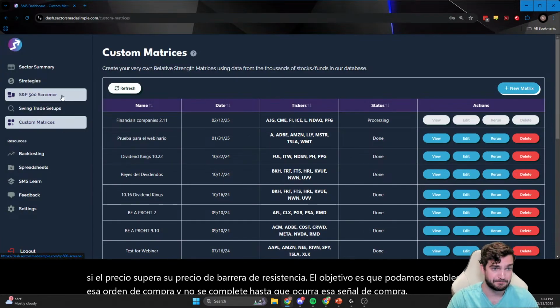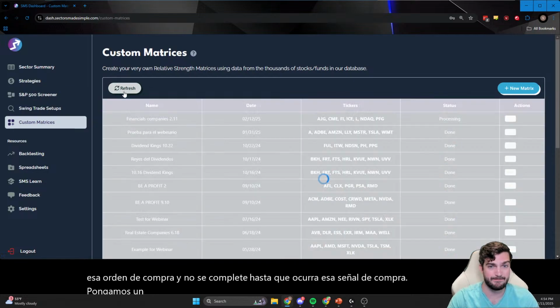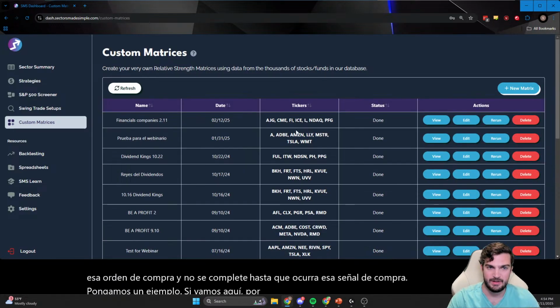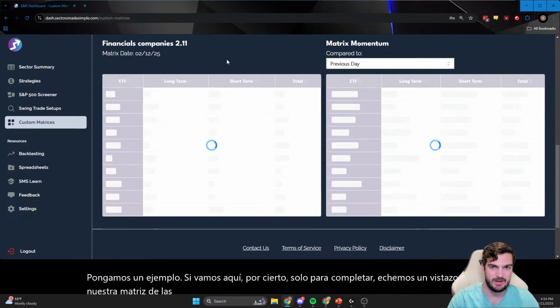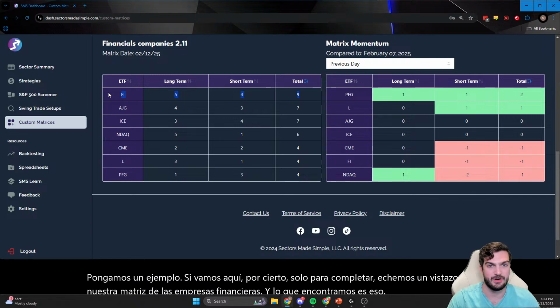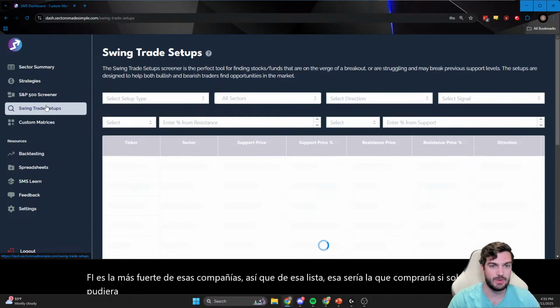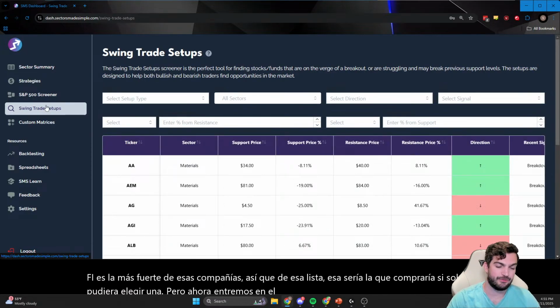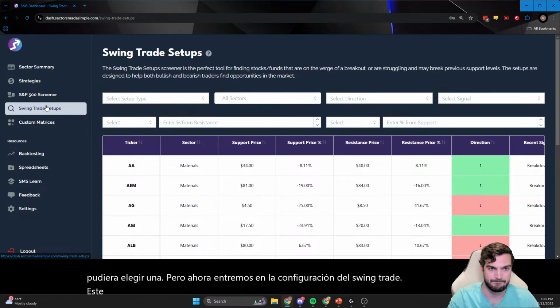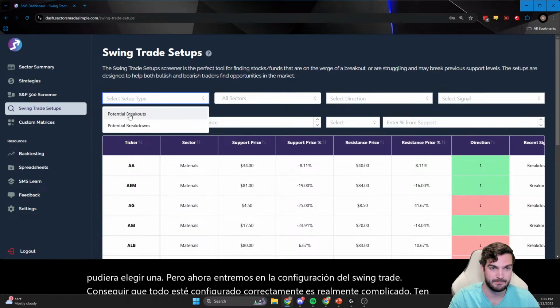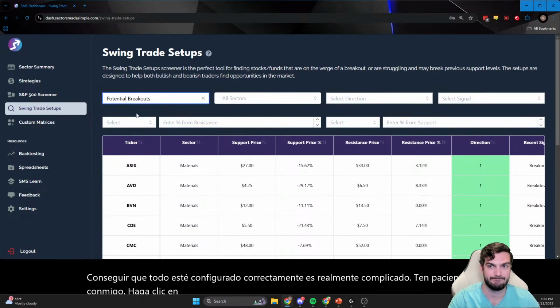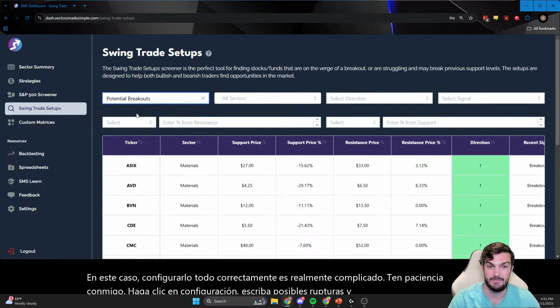Let's do an example. If we go here, by the way, just for completeness, let's check out our matrix of the financials companies. And what we find is that FI is the strongest of those companies. So out of that list, that would be the one that I would buy if I could only pick one. But now let's go into swing trade setup. This one, getting it all set up properly is really tricky, so bear with me. Click on setup type, potential breakouts, and we're done. That's literally all you have to do.